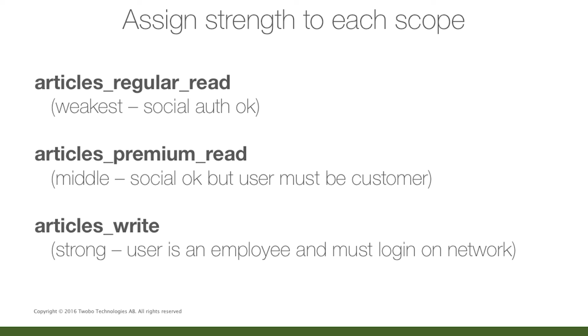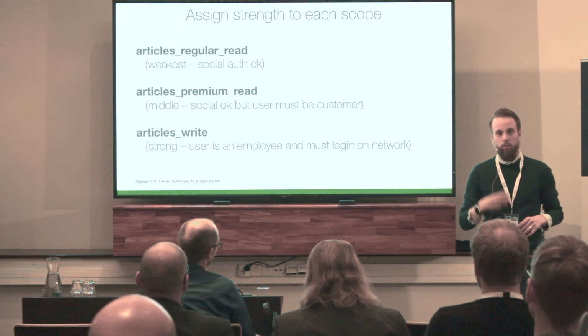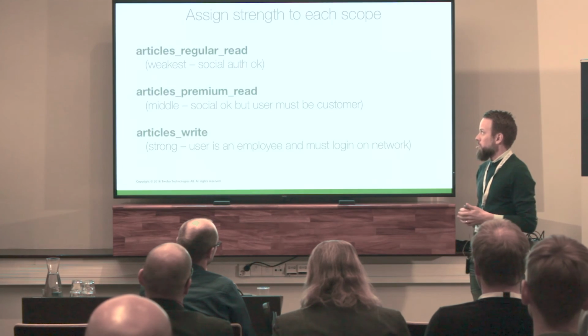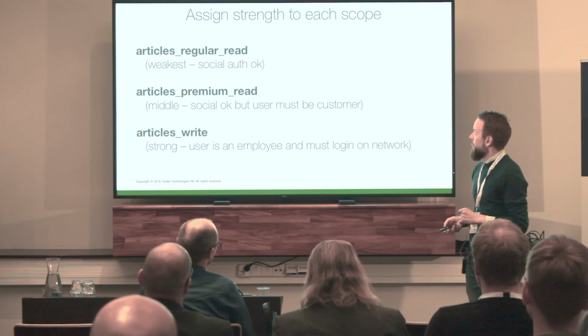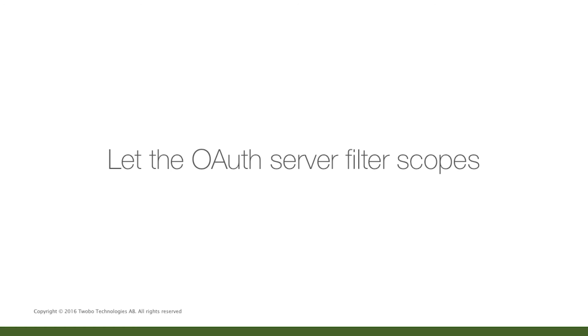And articles write, it's a strong scope in a sense where the user is an employee, and we probably verify that by you not logging in with Facebook, but probably with integrated Windows authentication or the username and password that exists in our LDAP directory, or we check a role, or whatnot. And then we let the OAuth server filter these scopes.